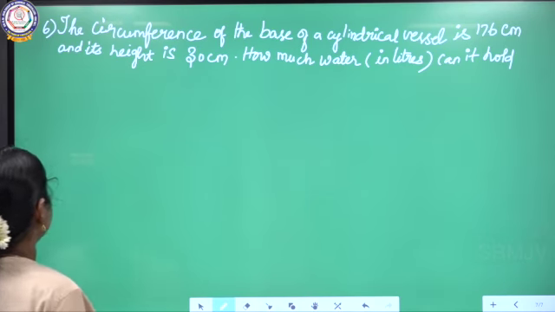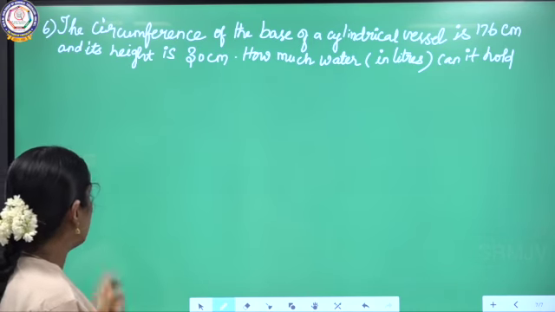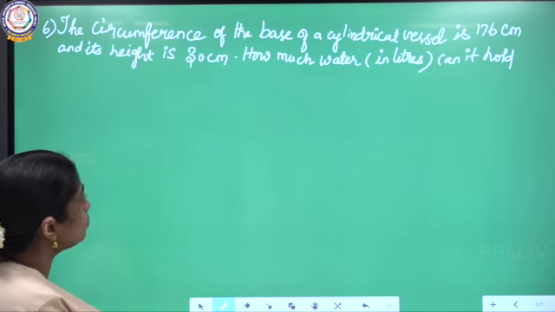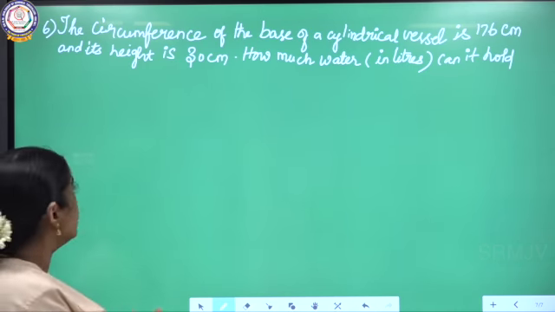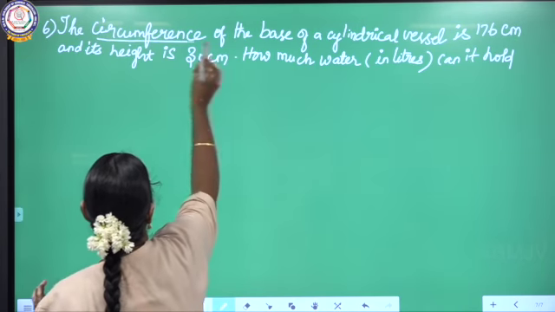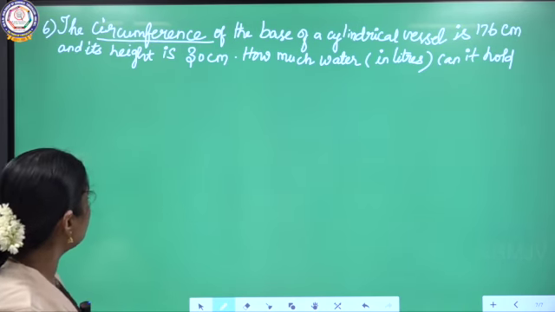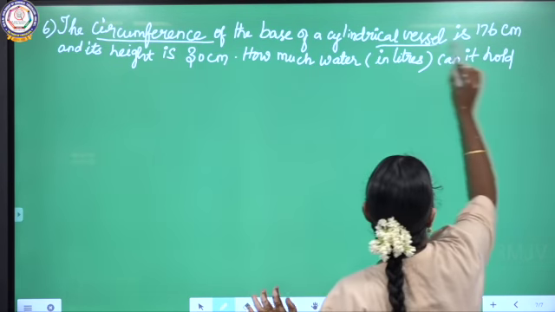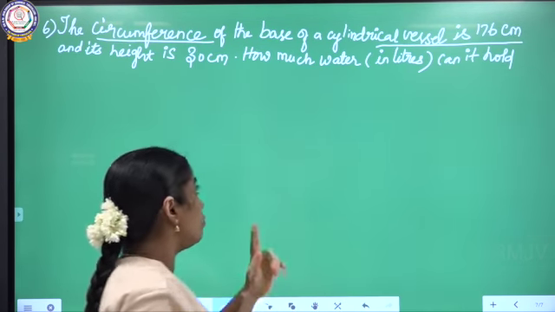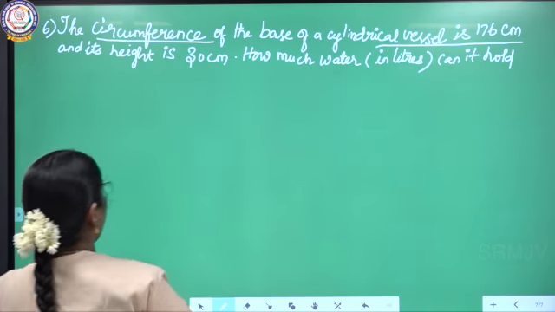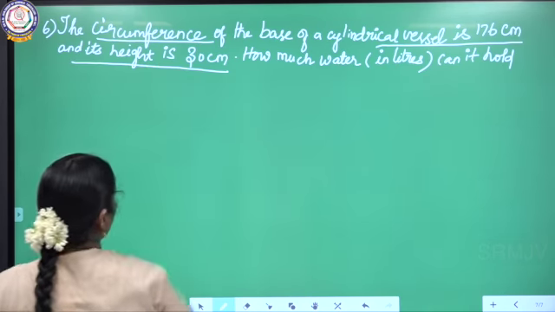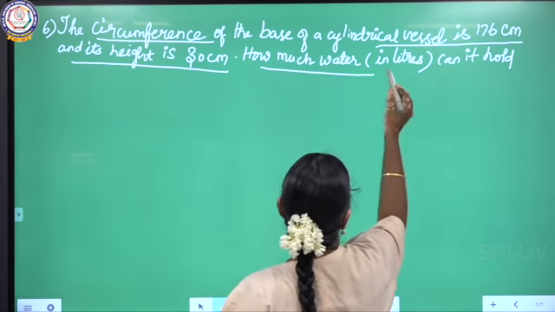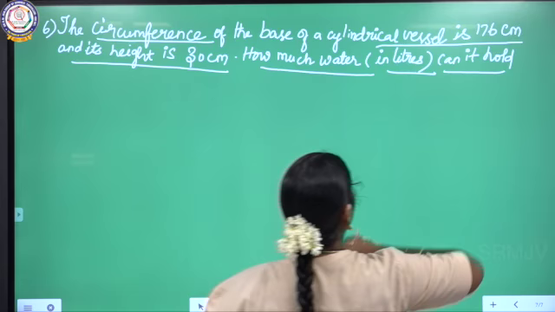This is the next sum, sixth sum. Listen. The circumference of the base of a cylindrical vessel is 176 centimeters. Circumference is given, so I am going to substitute into the circumference of a cylinder formula. And what is given? 176. As well, the height is given, what is it? 30 centimeter. How much water in liter can it hold?